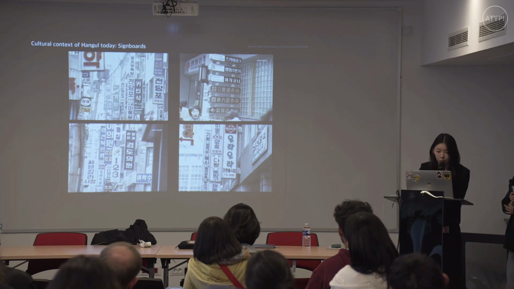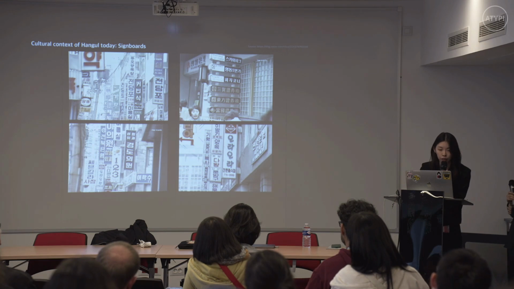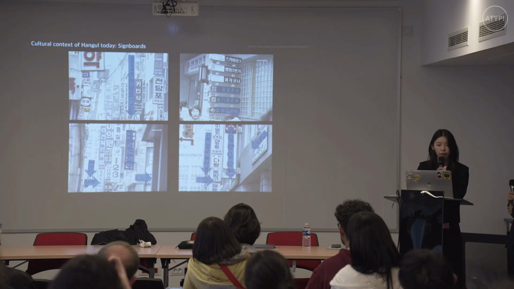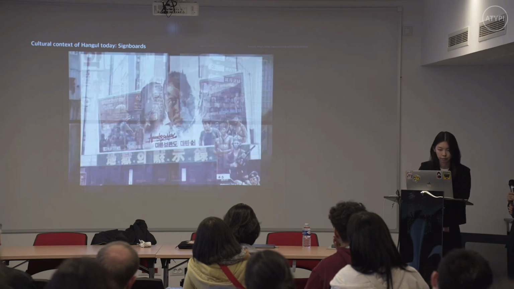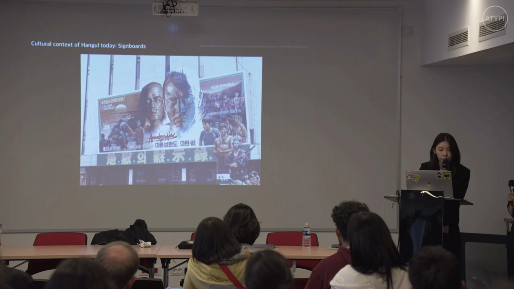Next are the signboards. They are the most common media we can see everywhere in Korea. Let's take a look at the signboards of the 80s. Horizontal and vertical lettering were used in an equal ratio. And most of them used Hangul, but we can rarely find Chinese characters. Sometimes Latin was used as a supplement for imported films.